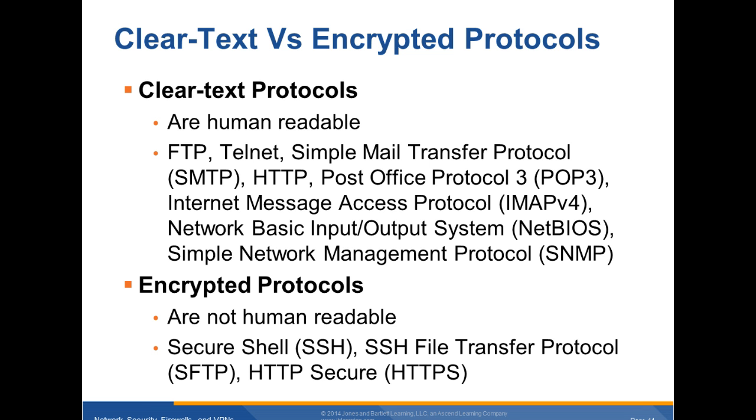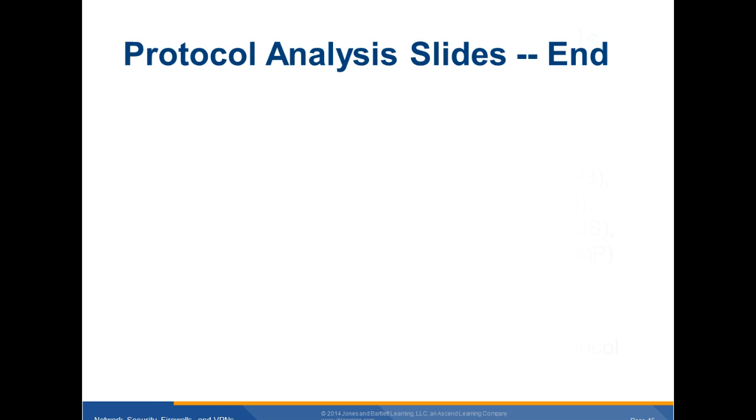Clear text versus encrypted protocols. Clear text protocols are human readable, such as FTP, Telnet, Simple Mail Transfer Protocol, SMTP, HTTP, the Post Office Protocol 3 or POP3, Internet Message Access Protocol, Network Basic Input-Output System, NetBIOS, or Simple Network Management Protocol. Encrypted protocols are not human readable. These are Secure Shell SSH, SSH File Transfer Protocol, which is SFTP, and the HTTP Secure HTTPS. This is the end of the protocol analysis slides in part 2.